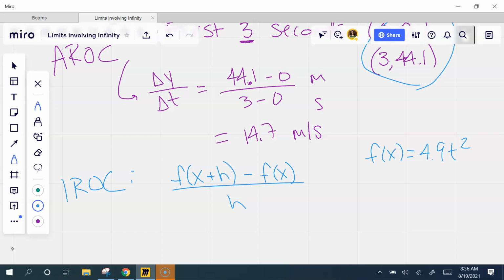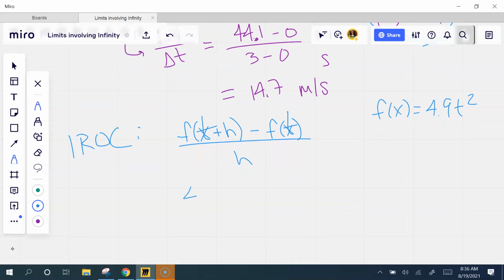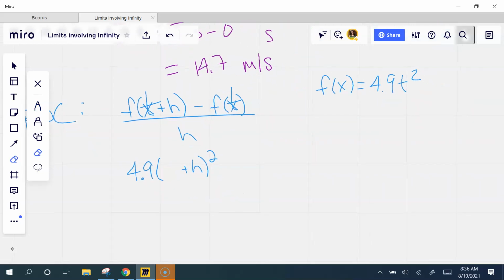So I should actually do this and this. What should I do now? Okay, so 4.9. Oh, 3 for t. That's right. And then make sure you use 1.1.